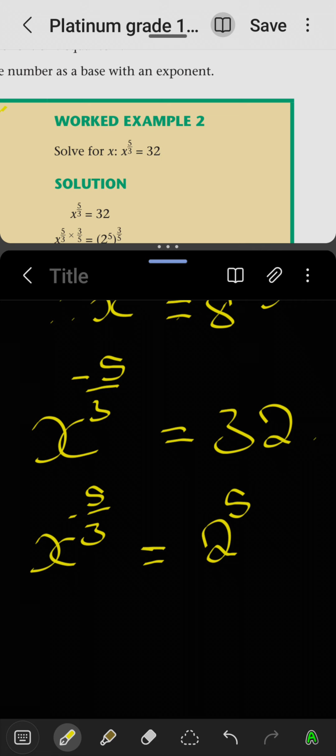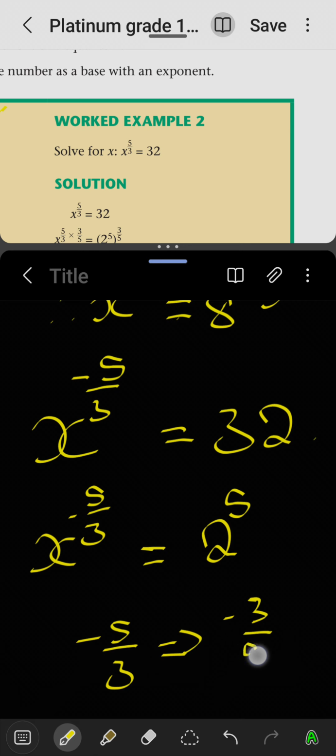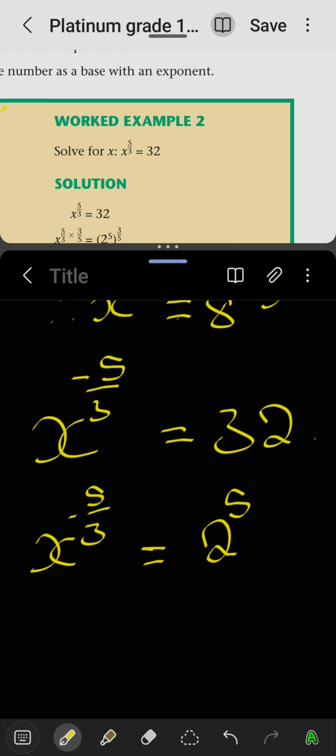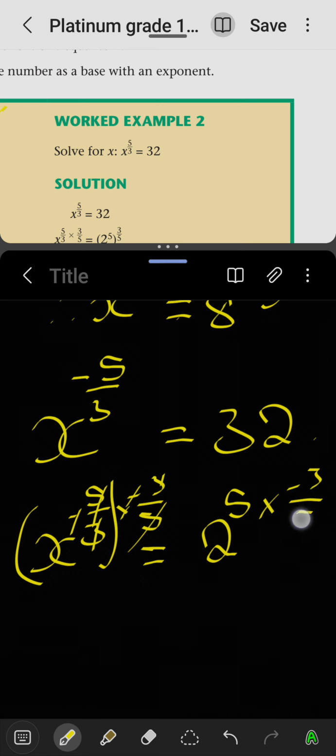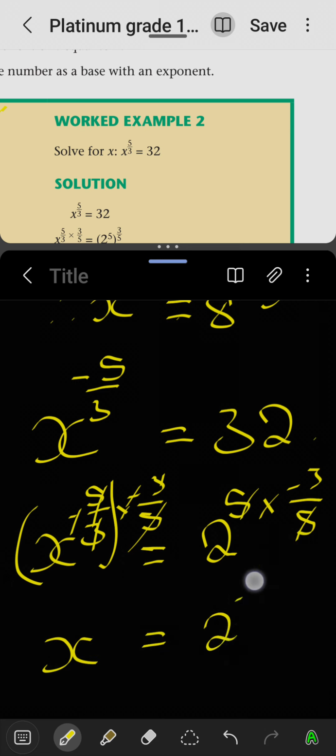Then what we're going to do, we now multiply by the reciprocal of negative 5 over 3. What is the reciprocal of negative 5 over 3? It's negative 3 over 5. So multiply by that both sides. We are going to multiply both sides by negative 3 over 5. Not necessary to put the parenthesis there. So negative will cancel with the negative, 5 with the 5, 3 with 3. And on the right we also multiply by negative 3 over 5. Look what you have. We are going to be left with 2 to the power of negative 3.